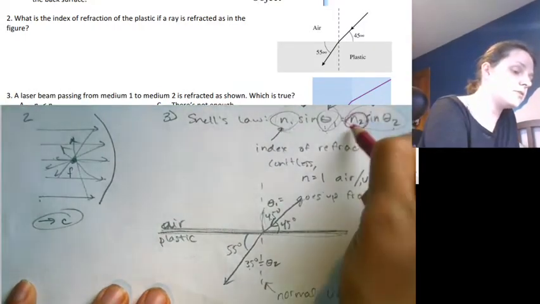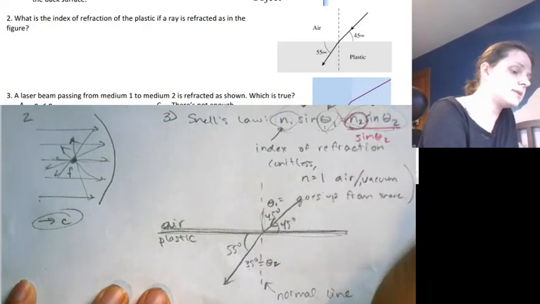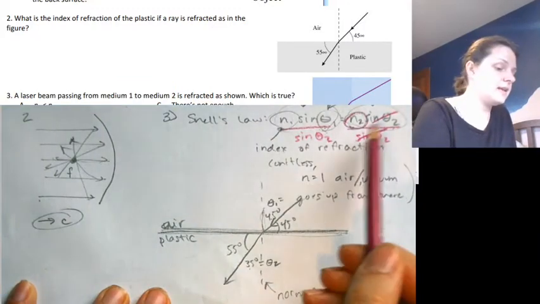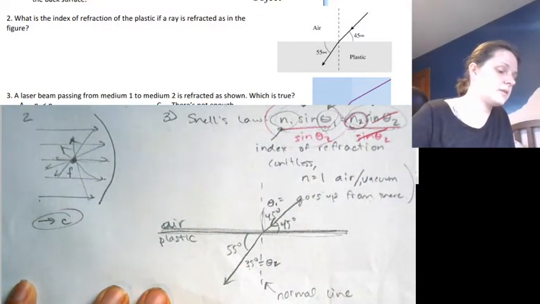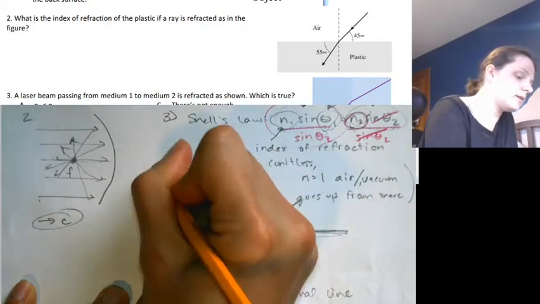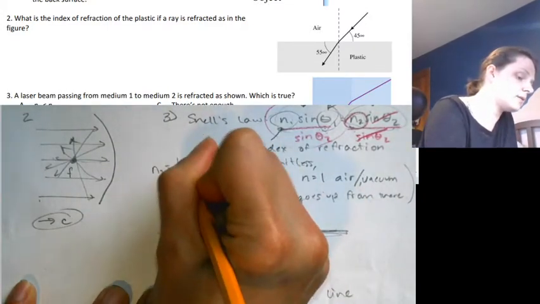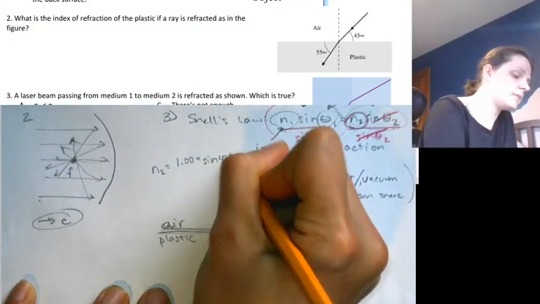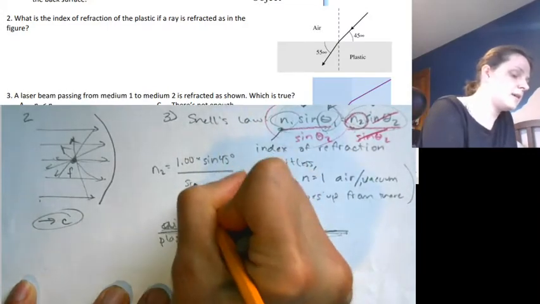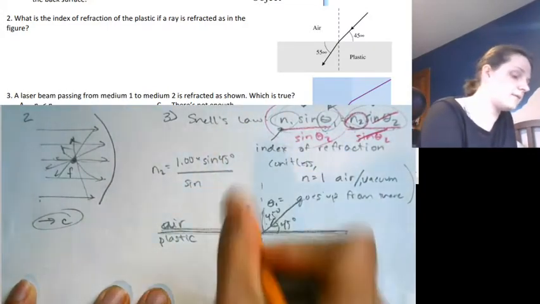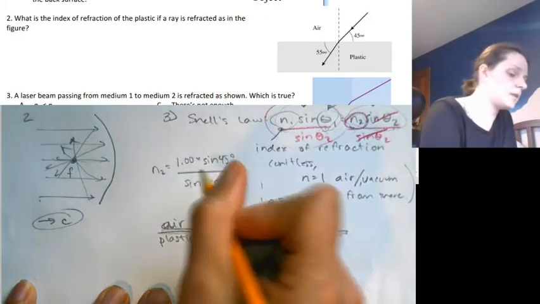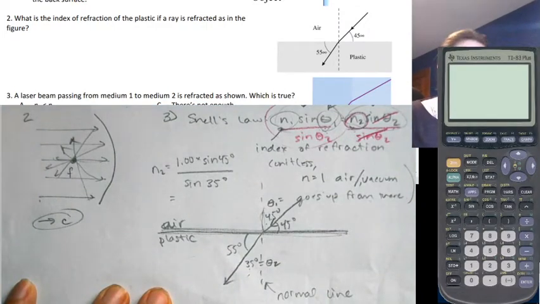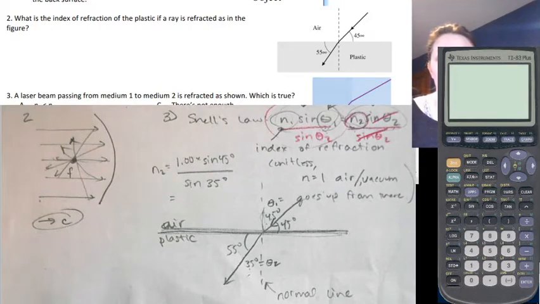I want to solve for N2, so I'll divide by sine theta 2 on both sides. My sine theta 2's cancel, and N2 equals these three numbers together. So N2 is N1, which is 1, times sine of theta 1, which we found to be 45, divided by sine of theta 2, which we found to be 35. You plug all those numbers in, and I actually got my calculator out for this.